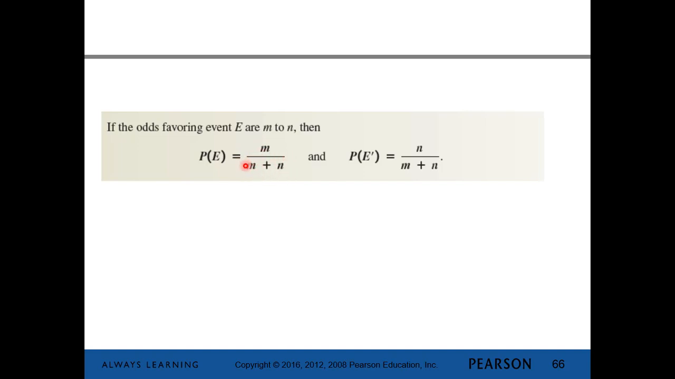It's going to be the number of times it occurs plus the number of times it doesn't occur, right? So this is going to give us our denominator. So it's going to be m over the total. Basically relative frequency, the number of times that it occurs over the sample size. So here we get m over n plus m, and the probability that it doesn't occur, we're just going to replace m with n.